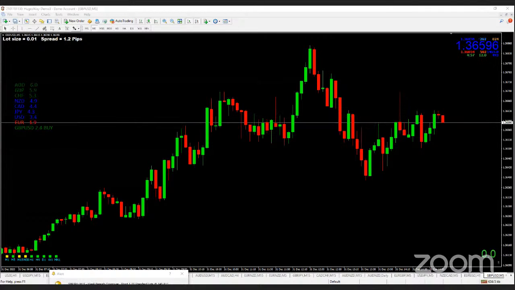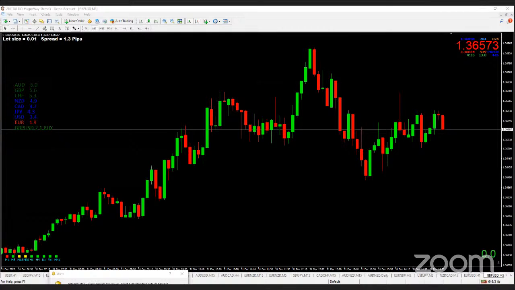Now, I'm going to be looking today at how to use the currency strength meter, which I believe a lot of you would find useful. I'm going to be showing you how I use it. I know there are going to be others who perhaps use it in a different way, but the way I use it is what I'm going to be sharing with you today.